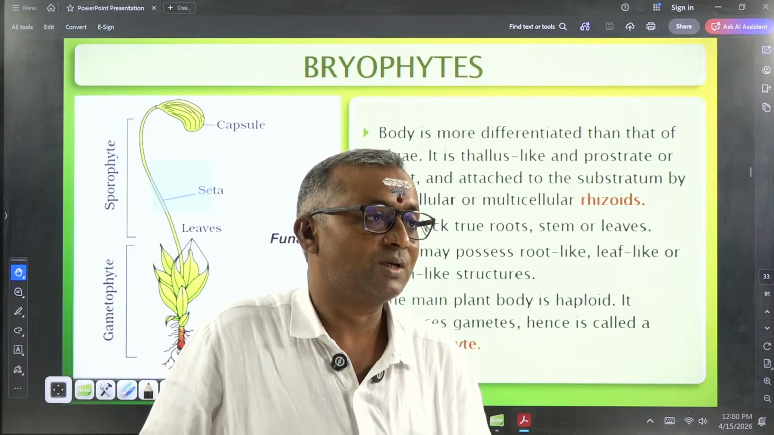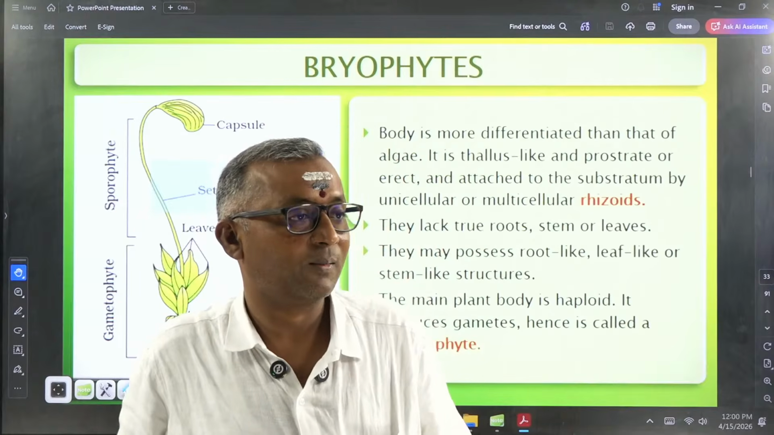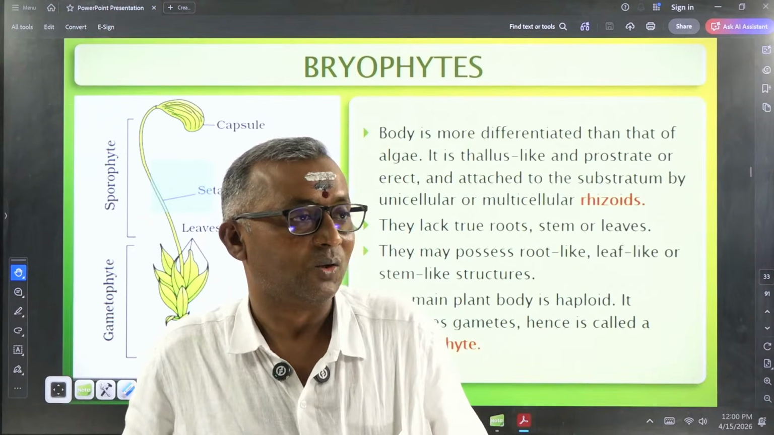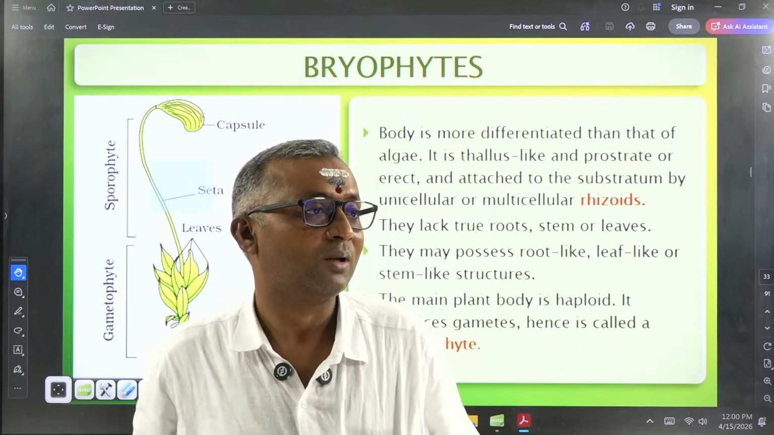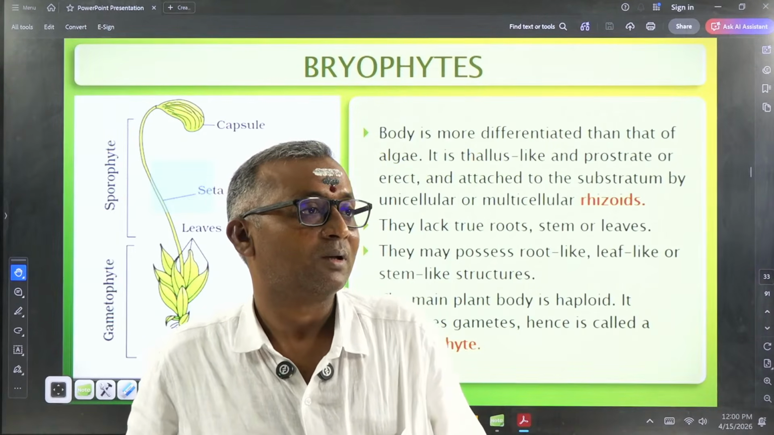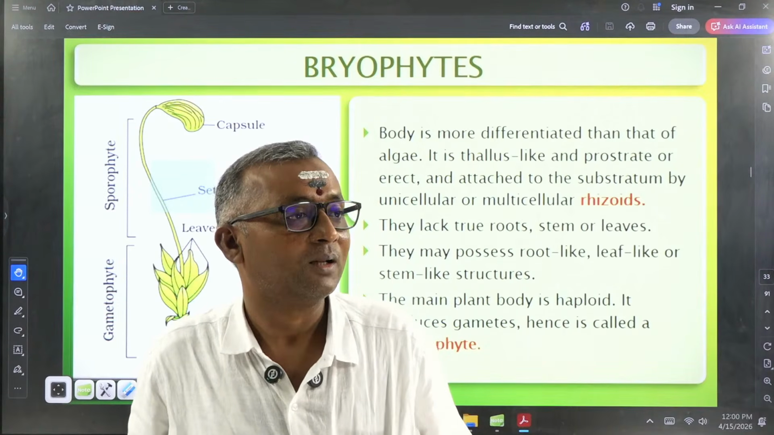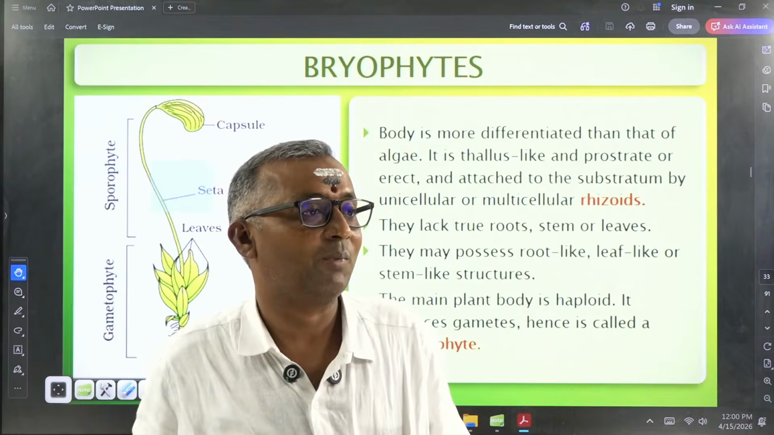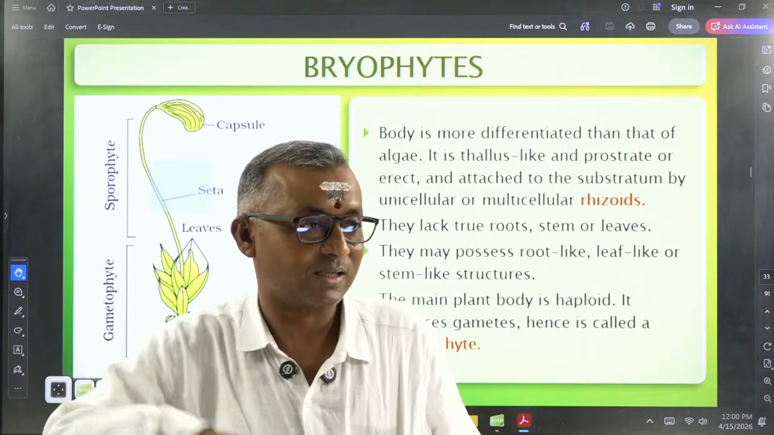Which is independent? Gametophyte is dominant and sporophyte is parasitic. That's good. Who is that? Sheshu. Okay. So gametophyte is dominant and sporophyte is parasite on gametophyte.